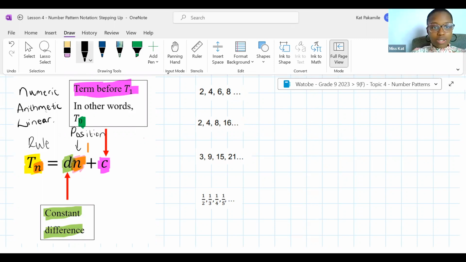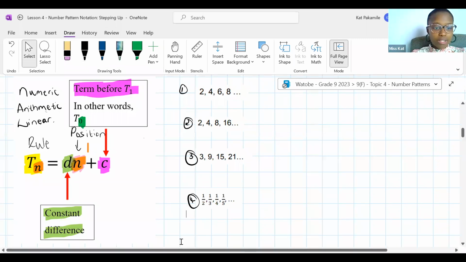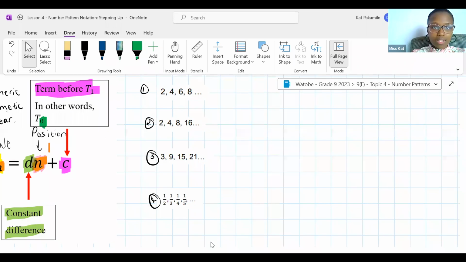Let's look at the first number pattern there that I just numbered. Number 1: 2, 4, 6, 8. What's the constant difference, people? What is my d for the first sequence? 2. Pindile is going to help me answer this. Hello, Pindile. Hi, ma'am. How are you? I'm well, thanks. And you? The difference is 2. So I'm adding 2, right?